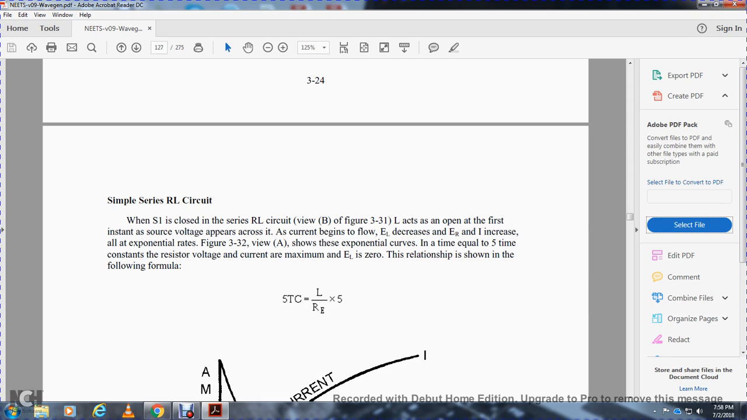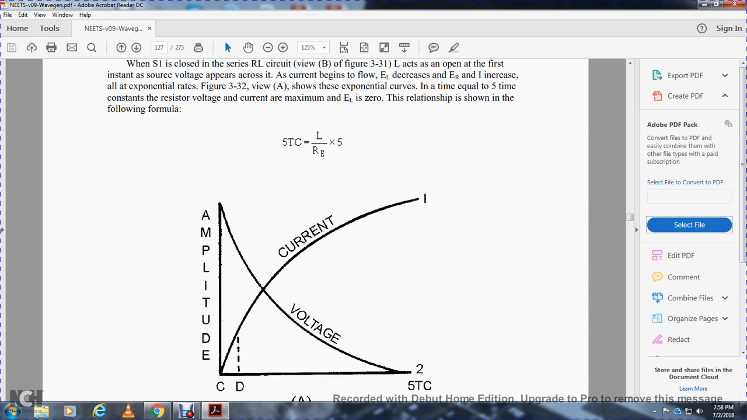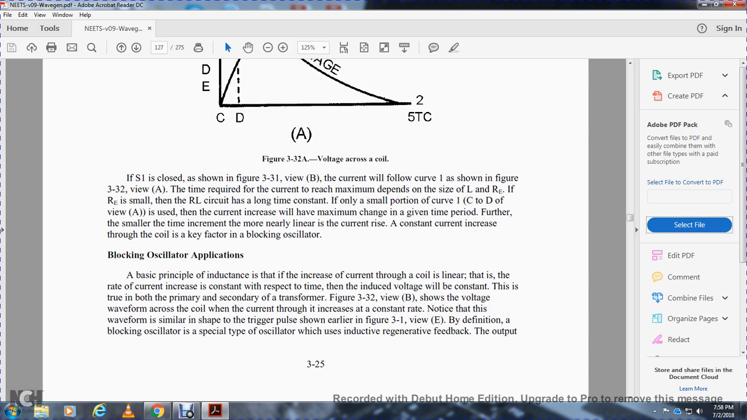Figure 332 view A shows the exponential curve in terms of 5 time constants for resistor voltage and current. The maximum voltage across the inductor is 0. The relationship is shown in the following formula. When switch 1 is closed, as shown in figure 331 view B, current flows along the curve shown in figure 332 view A, reaching the maximum percent of the inductor and resistor voltage. If the resistor voltage is small in the RL circuit, it has a long time constant. But if only a small portion of the curve is used, from C to D in view A, the current increases by the maximum change in the given time period. For a small increase in time, this is a more linear current rise, with a constant current increase through the coil, which is a key factor of the blocking oscillator.